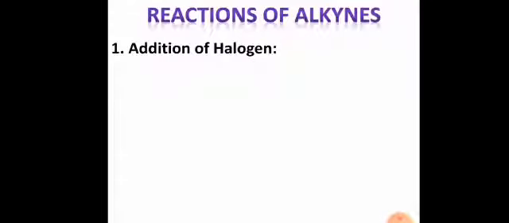What about their reactions, their chemical properties? Alkynes have a triple bond in them, so most of the time they will give you addition reactions. So every time we add something into an alkyne, it will get added here by the breakage of the triple bond, right? So the first reaction is we are going to add halogens.